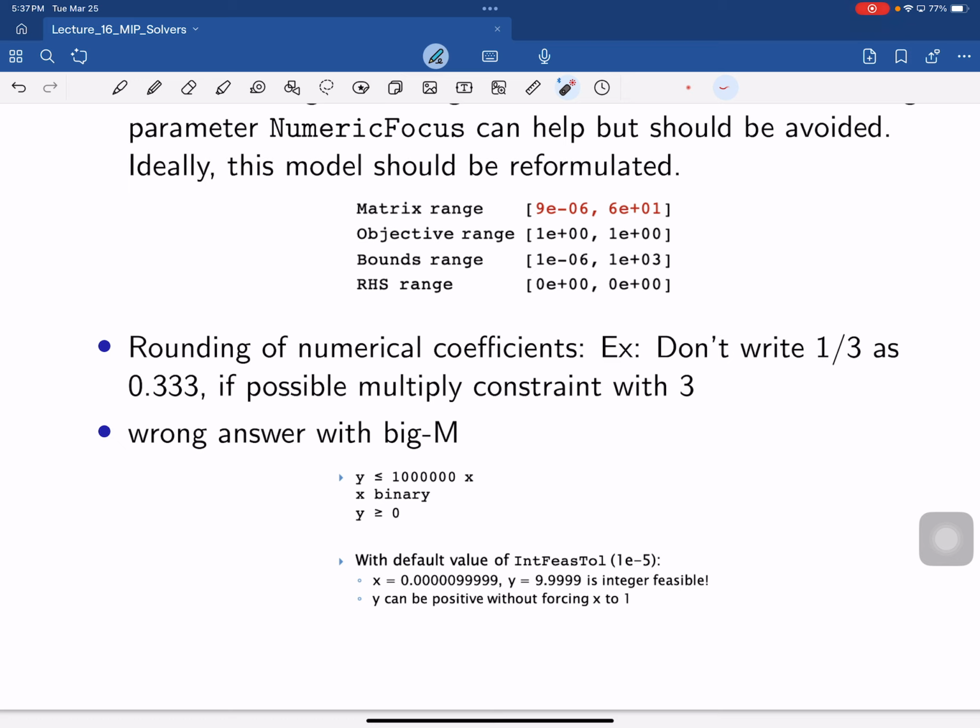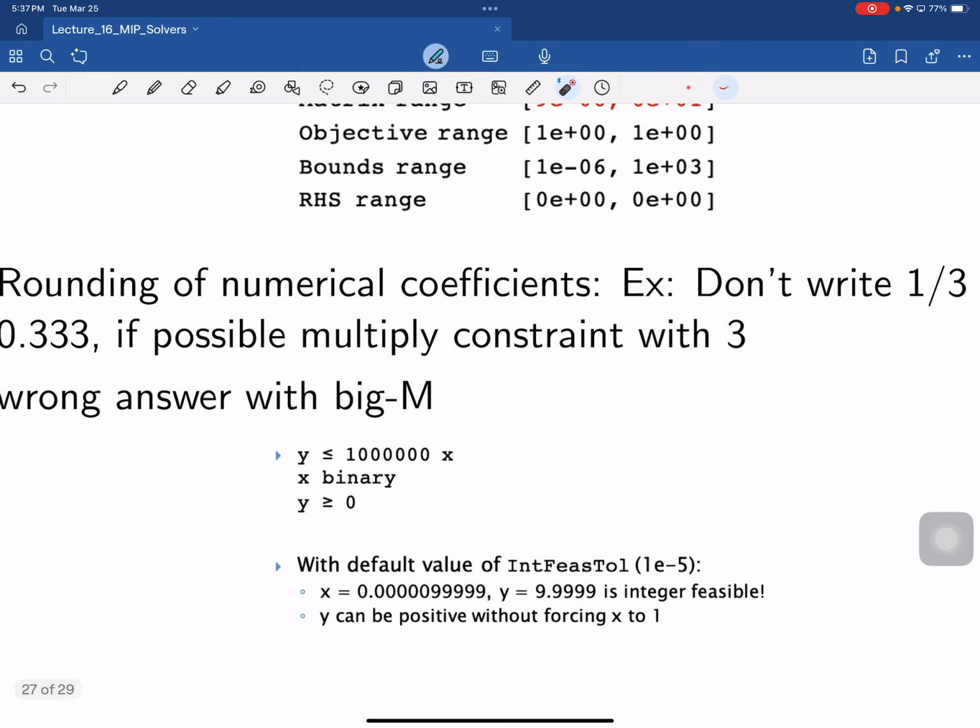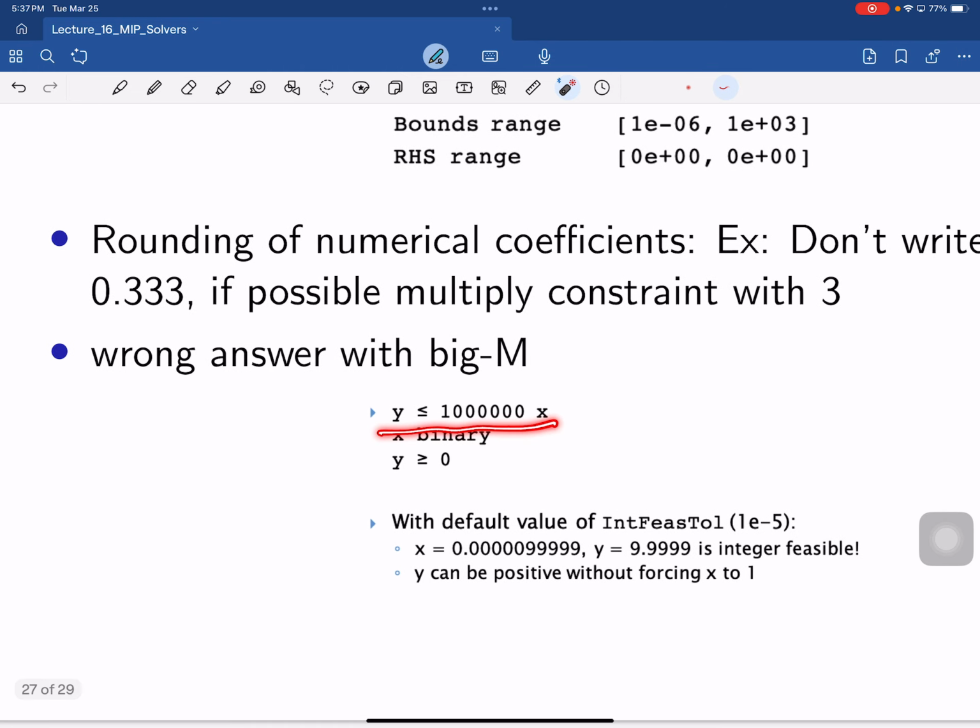Okay, the other thing is you could get a wrong answer with a very big M. So this is a big M constraint, right? X is binary, Y is continuous, and you have a very large big M. The thing with this large big M is not just that you will have a big relaxation gap. It will also give you a solution that is integer infeasible. So here, it could give you a solution where X is 0.0000999, right? And Y is 9.999. And it will report this solution is integer feasible.